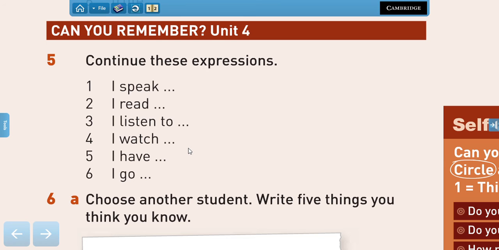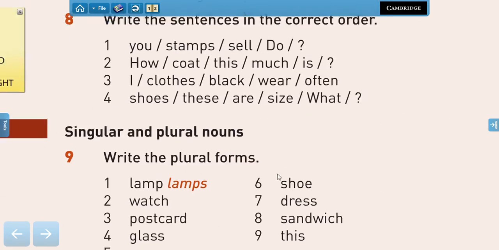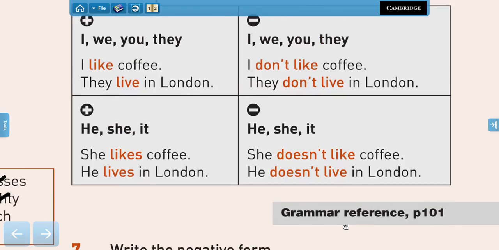or DVDs maybe. I have a car. I have a phone. I have a sister. I have a pet, maybe. I go to university. I go to work. I go to school, right? Very good.